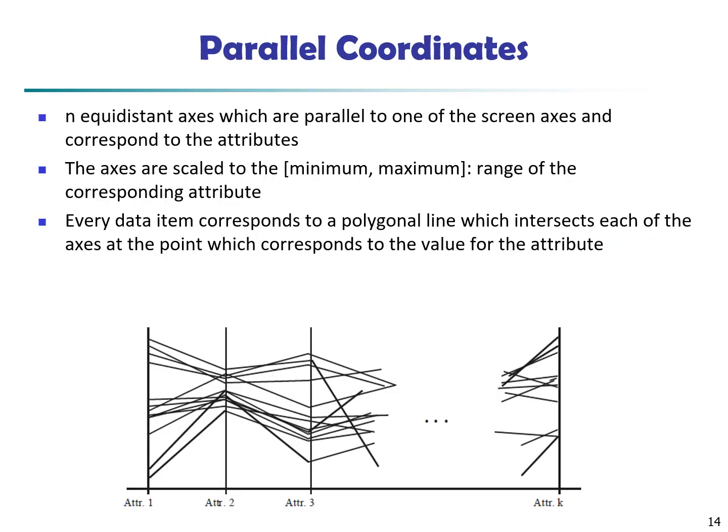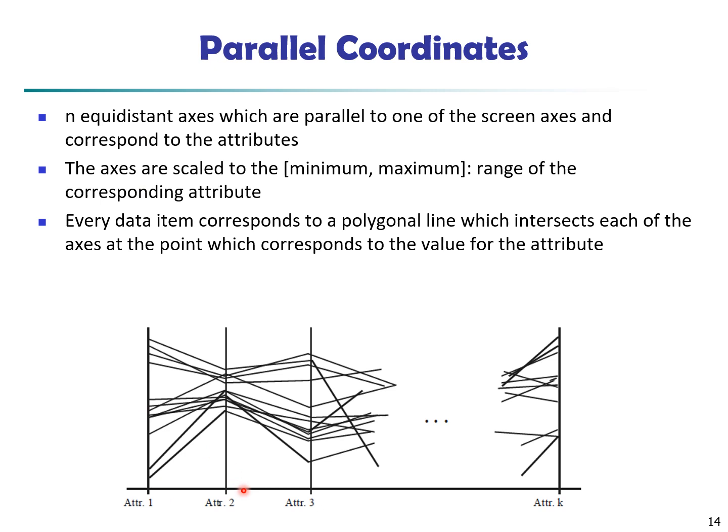There is also the parallel coordinates. And the parallel coordinates is actually showing, if you notice here, different attributes. So attribute 1, attribute 2, attribute 3, until attribute K.